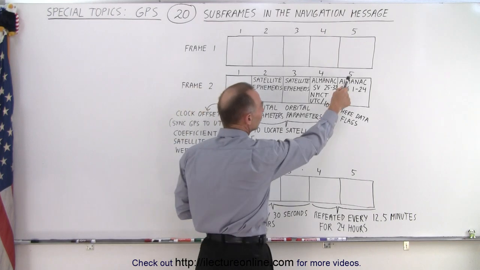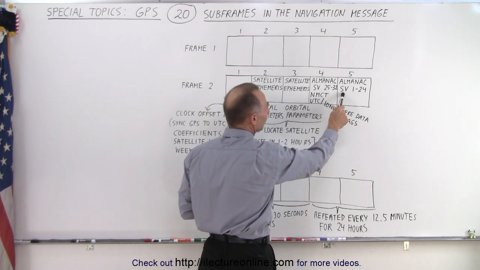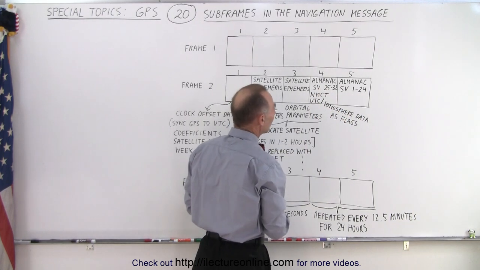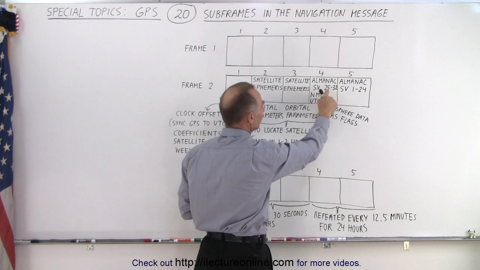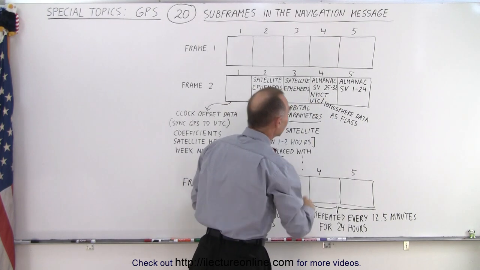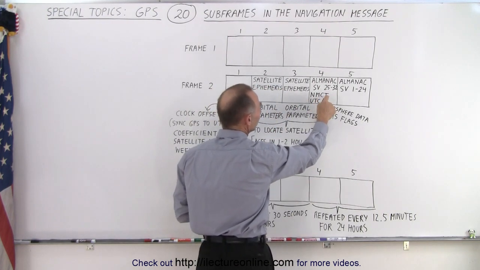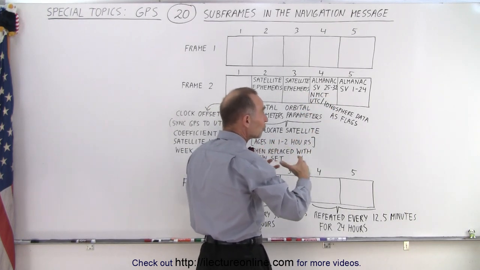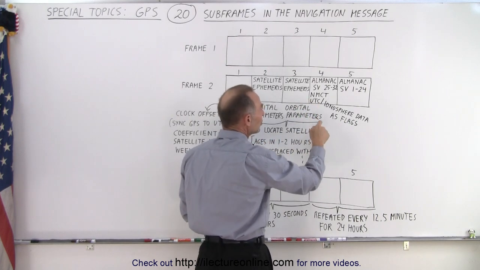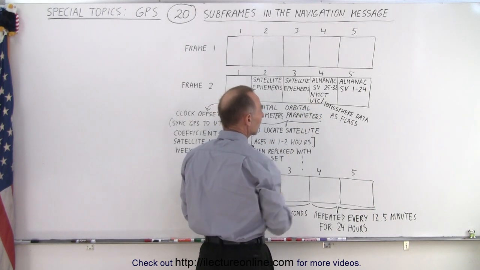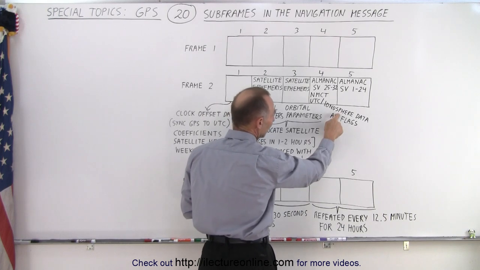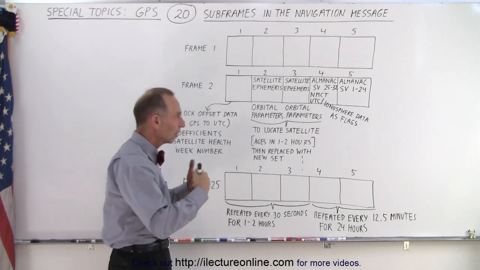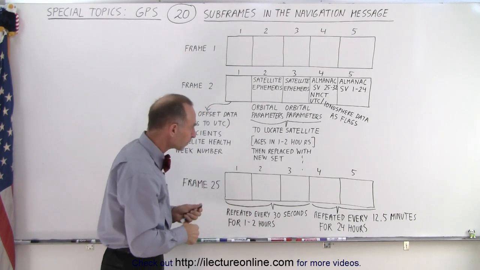Notice that in subframe 5, it has the almanac data for the SVs from 1 through 24. And in subframe 4, we have the almanac information from satellites 25 to 32. Here we also have what we call the correction table, which is called the navigation message correction table, that allows us to again adjust for the time differentiation. It also contains UTC, the universal time, ionospheric data, and also the AS flags. AS stands for anti-spoof, so whether or not the satellite is spoofed or not.